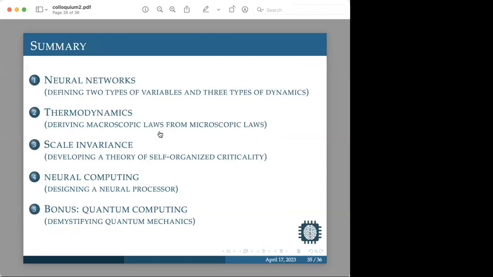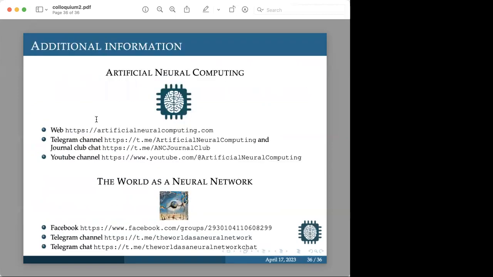Okay, so this is the summary. Let me just leave this slide here. There are two big initiatives. This one was started half a year ago, and this is what I was talking most to you about, this artificial neural computer. You can find more information on the web. There is a Telegram channel. We run weekly journal clubs where we discuss machine learning theoretical papers. We have a YouTube channel, etc.